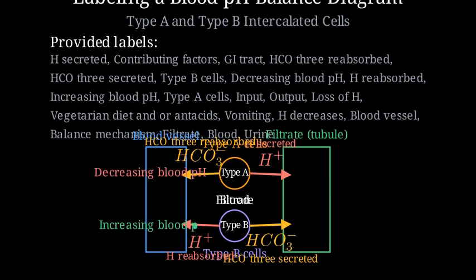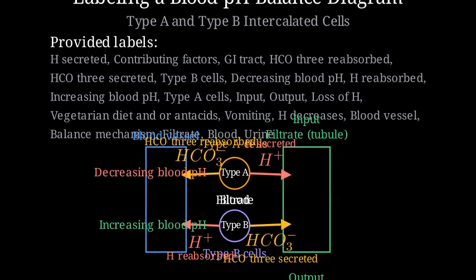Now let's connect the pH change to real-life contributing factors. Vomiting causes a loss of acid from the stomach, so it tends to increase blood pH. A vegetarian diet or antacids can also increase blood pH by reducing acids. When blood pH increases, type B cells become active to lower it. On the other hand, when blood pH decreases, type A cells become active to raise it.